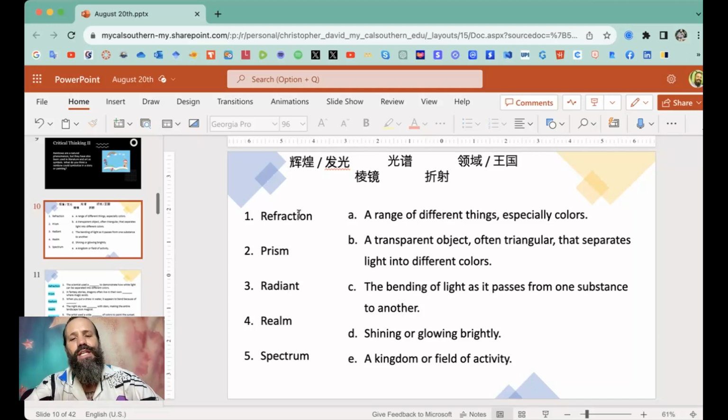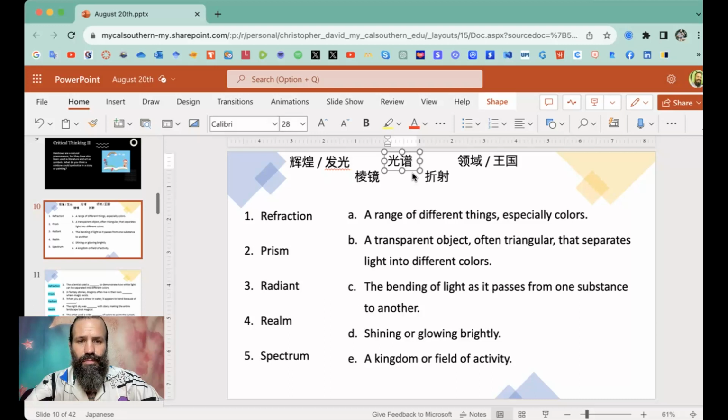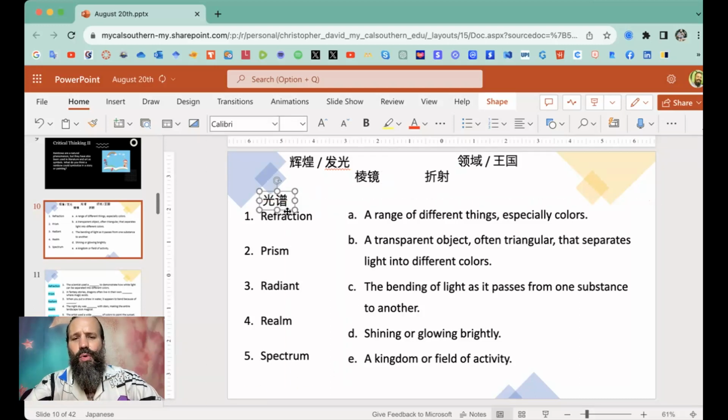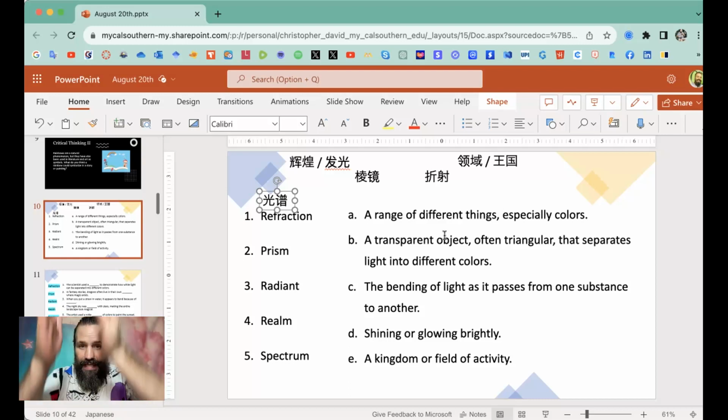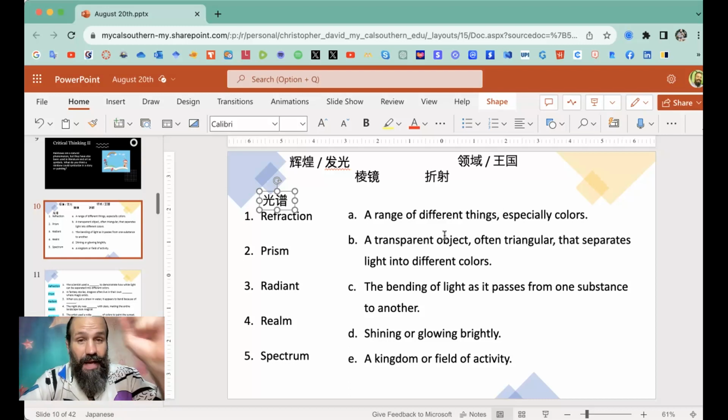I have them match the Chinese words to each one. So let's go one by one. The word refraction. Well, I'll read the definition first, so you can try to get the word, because it's easier to read down the word. So I'll read the definition, and then I'm going to tell you the answer right away. So try to match it before I get to it.